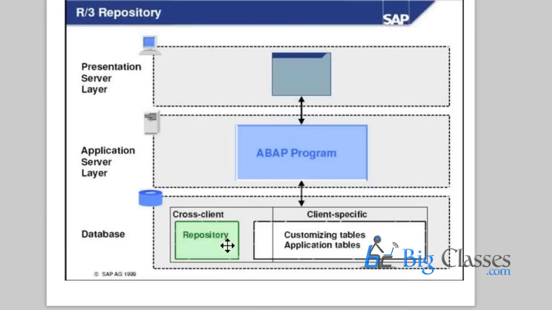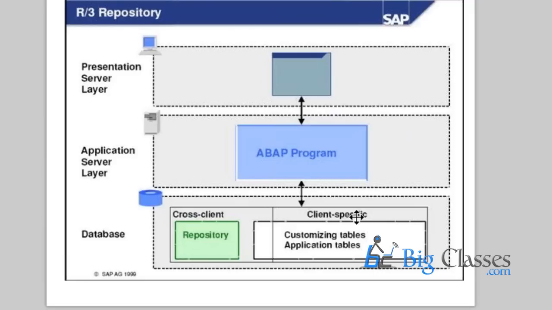Cross client is information which is available across every client that you log in. Your entire repository data, that is the system data, is cross client. Then you have something called client specific data, data specific to every different client. In client specific data, you have two major things: one is application data and one is customizing data.